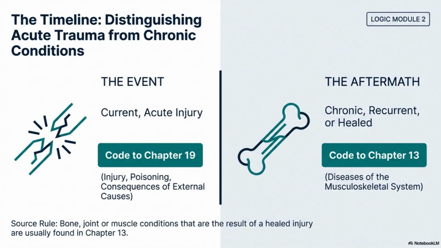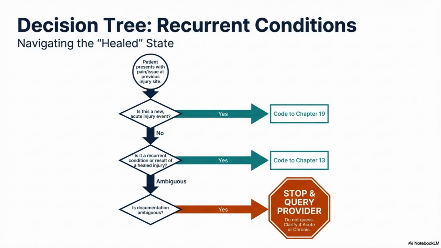The key is always determining whether you're looking at a brand new event or the lingering result of something that happened in the past. When a patient presents with pain at a previous injury site, you need to determine whether this is a new injury or a recurrence. If it's a new event, code to Chapter 19. If it's a chronic or recurrent issue, code to Chapter 13. And if the documentation is unclear, you stop and query.